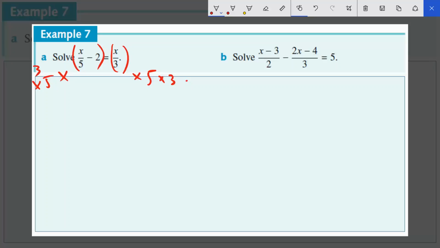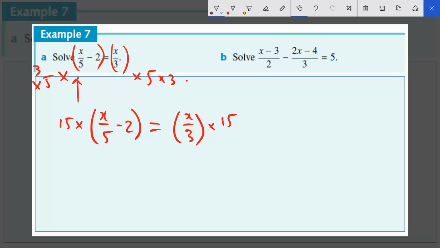I can do that. So if this is keeping it balanced, instead of times it by 5 and then times it by 3, why don't I just times it by 15? Okay, so what I'm really going to do here is I'm going to say, let's just times 15 to x on 5 minus 2 equals to x on 3 times 15.